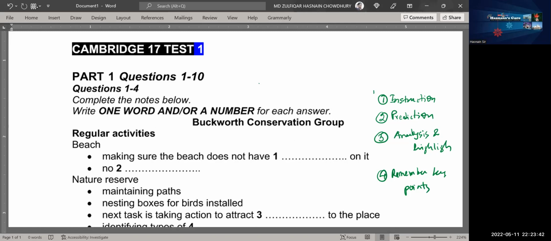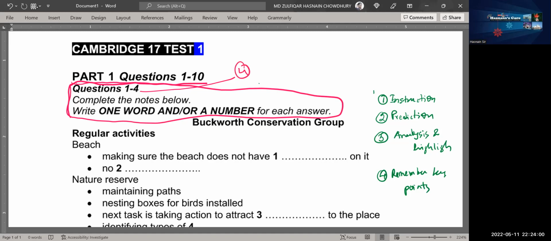In the exam hall, when you get the question paper, after part 1, questions 1 to 10, here you get 3 lines. This is the instruction part. The first part indicates the number of questions. So there are 4 questions in this part of the first part questions. And the second one is the type of questions. Complete the notes below. That means it's notes gap fill.